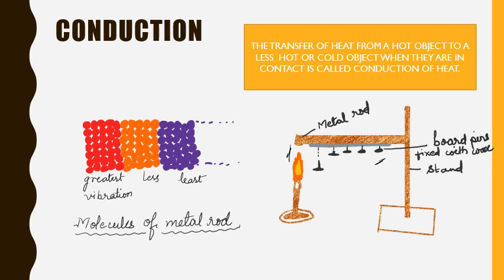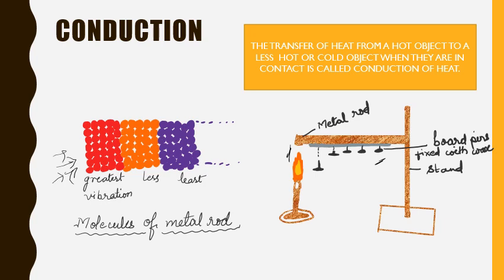Why does this happen? It happened because when the rod is heated, the temperature of the rod near the heated end increases and the molecules at that end start vibrating faster. I have drawn the molecules of the rod here. These red molecules have got the greatest vibration. Why? Because they have got the heat here. This is the end where they have received the heat.